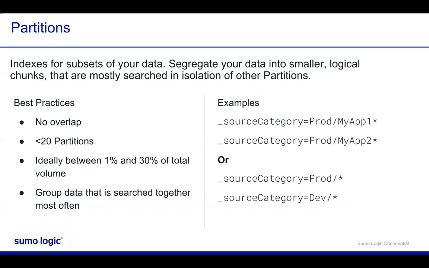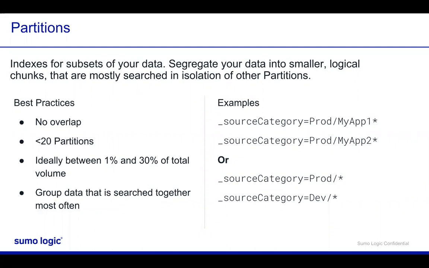Using source categories is a really good way to start to partition your data, as we see on the right-hand side of the screen with the example. You could say, okay, take my app 1 data, or the prod my app 1 data, put that in the bucket. Take my app 2 data, put that in the bucket. Or split it up via prod versus dev as buckets as well.